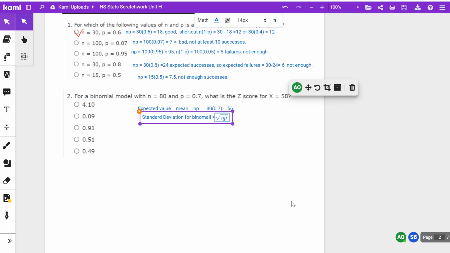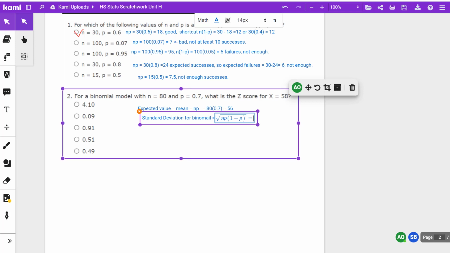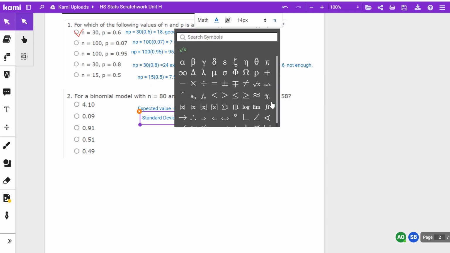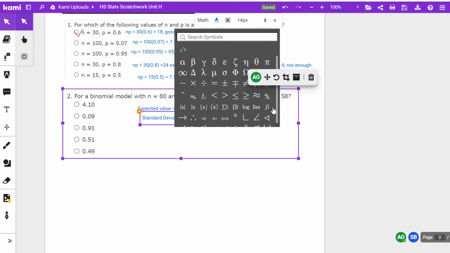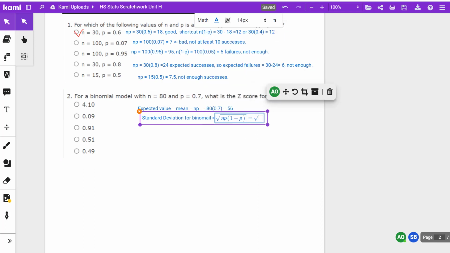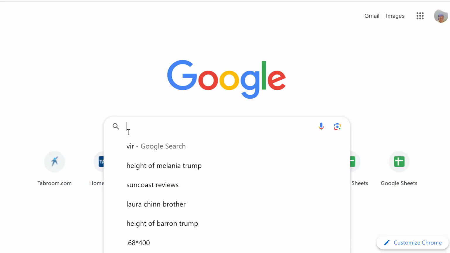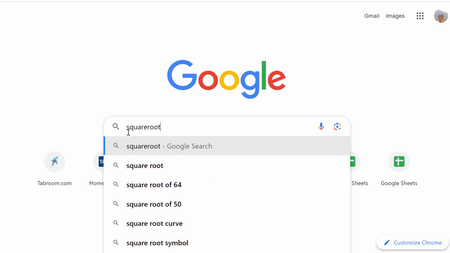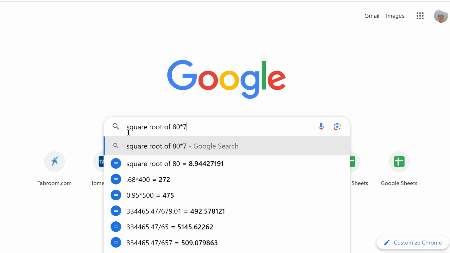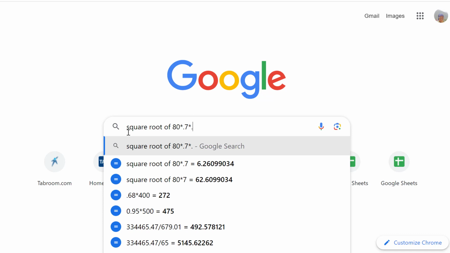So it's the square root of n times p times 1 minus p, also known as q, depending how you do it. If you take AP Stats, we tend to just use the 1 minus p. We don't ever use q. One of the old AP Stats books I used had it. So it's 80 times 0.7 times 0.3. So if I Google that, here's how you can do it: square root of 80 times 0.7 times 0.3.